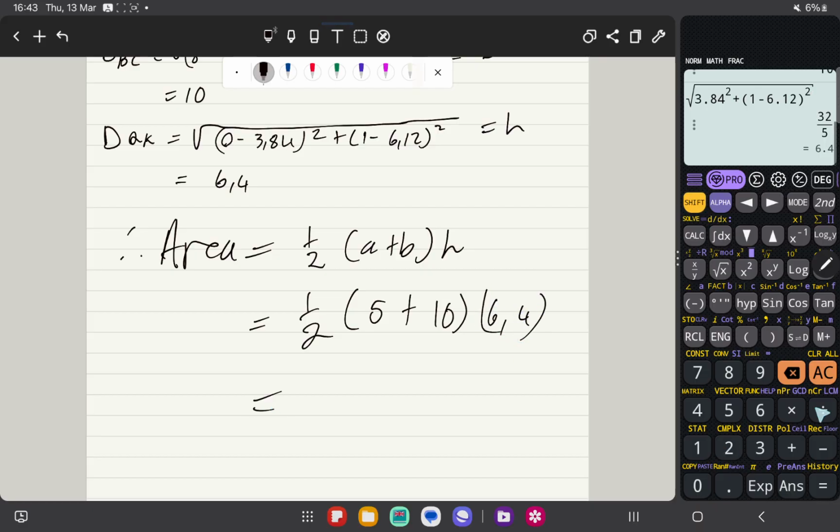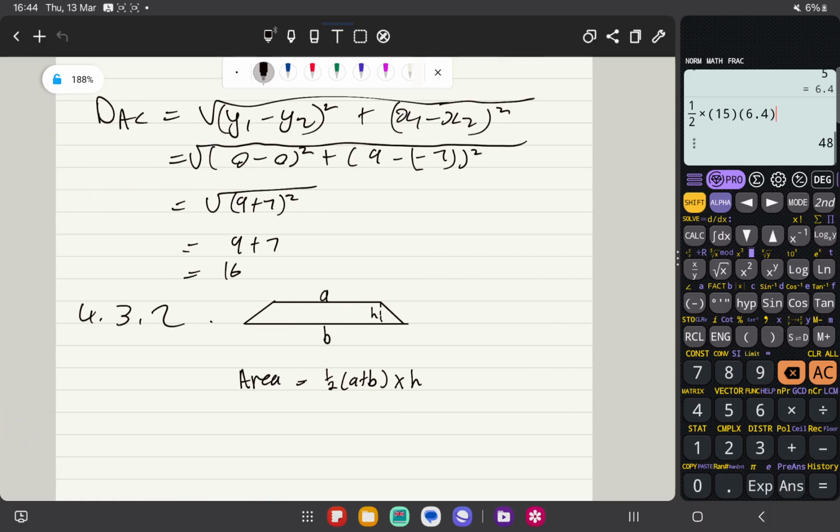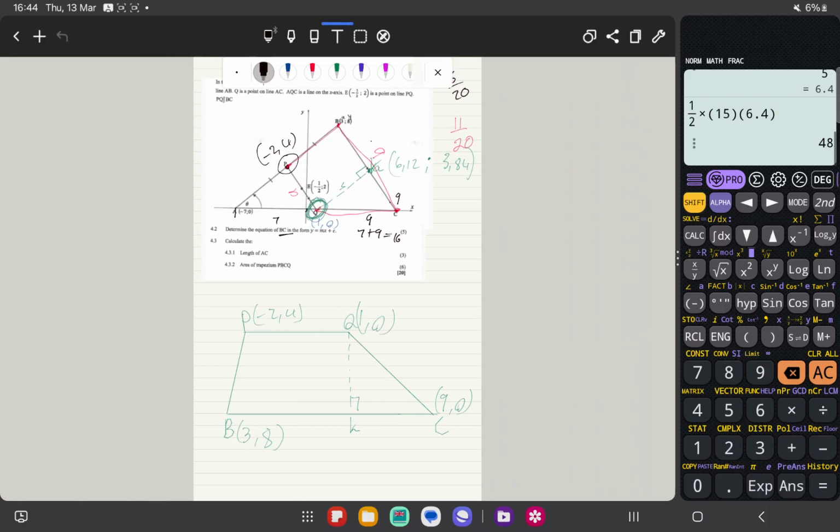I go straight to the calculator and then say 1 over 2 into 5 plus 10, that's 15, multiplied by 6.4. Right, what do I have? 48 is the answer. So 48, yeah, we're done. 48 is the area of your trapezium. Yeah, and we are done with this example.